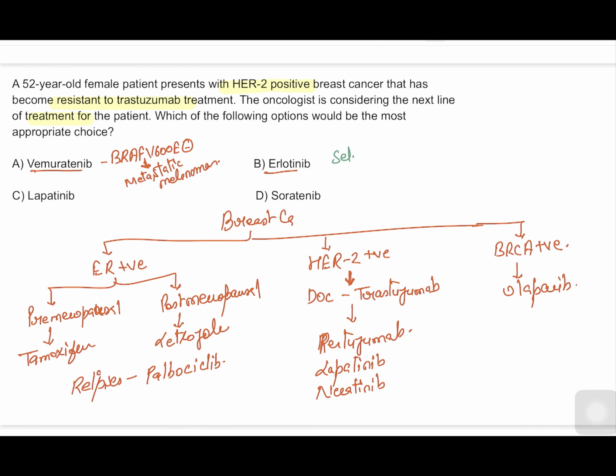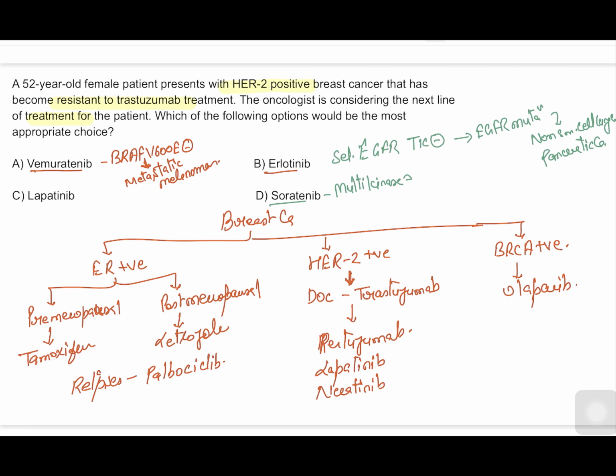Erlotinib is a selective EGFR tyrosine kinase inhibitor. So it is used in all those cancers which are because of EGFR mutation. So EGFR mutated non-small cell lung carcinoma and pancreatic carcinomas, it is used. Okay. Next is sorafenib. Sorafenib is a multi-kinase inhibitor.